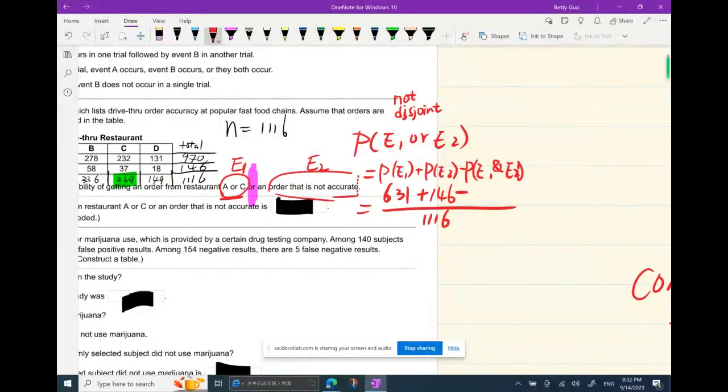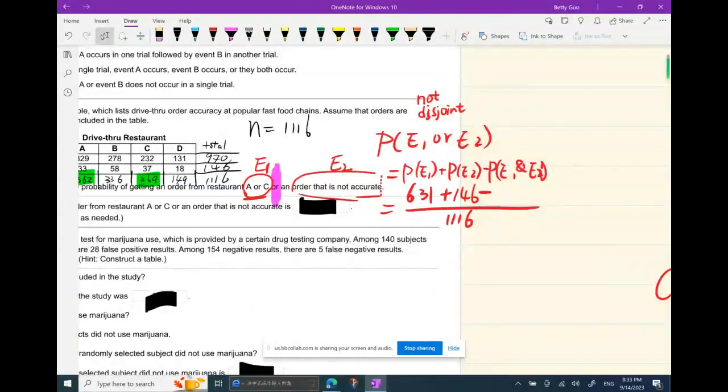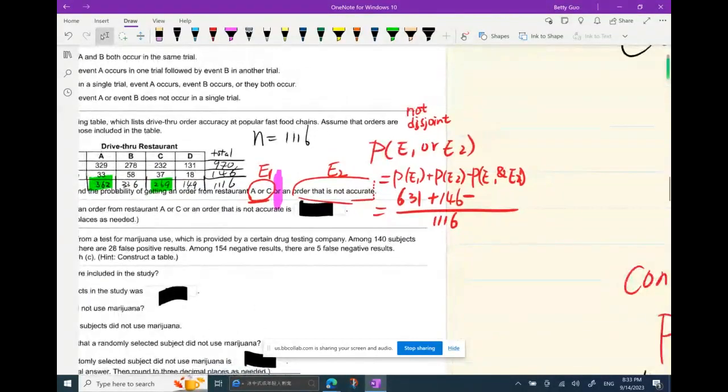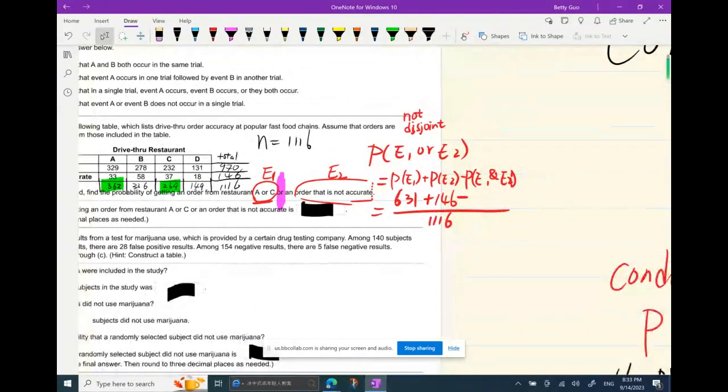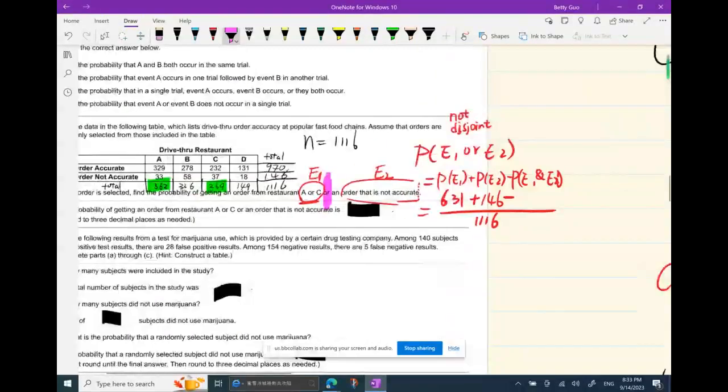146. And since they are not disjoint, we're going to need one more number and subtract that number. That number is the number of orders from restaurant A or from restaurant C and not accurate. Let's see, how do we find that?